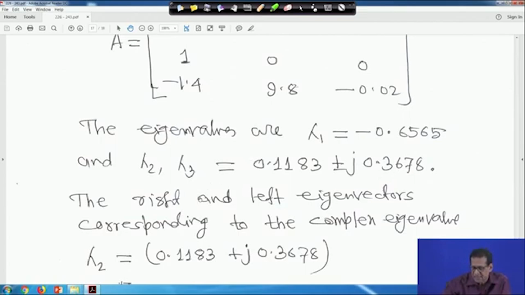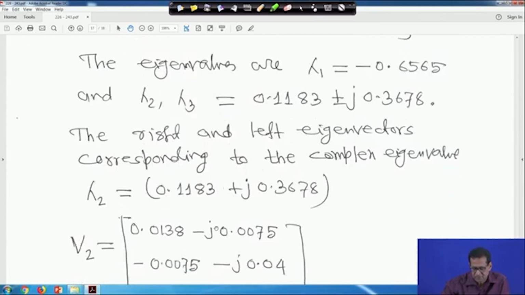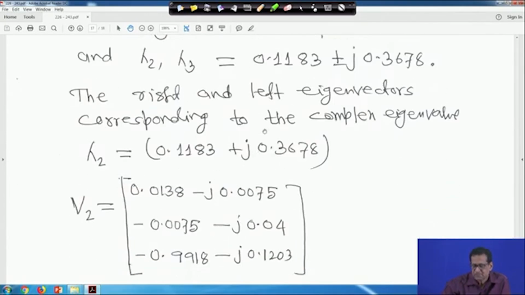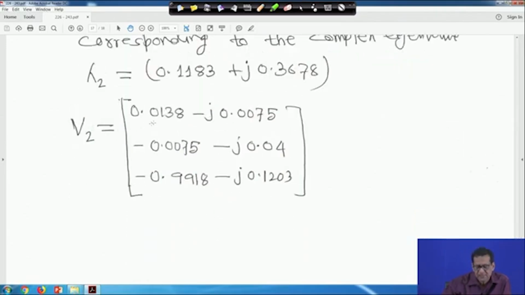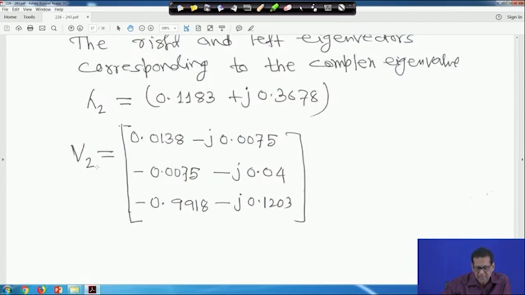Here you find the right and left eigenvectors corresponding to the complex eigenvalues. Earlier, how to find the right and left eigenvectors has been shown, and you proceed in a similar way. Here I am just giving you the answer. This is my right eigenvector, and this 2 stands for eigenvalue lambda 2, that is 0.1183 plus j 0.3678, that is why it is written V 2, the right eigenvector.